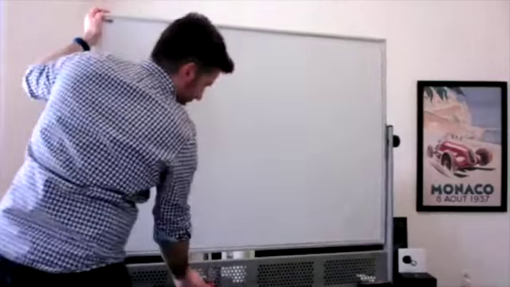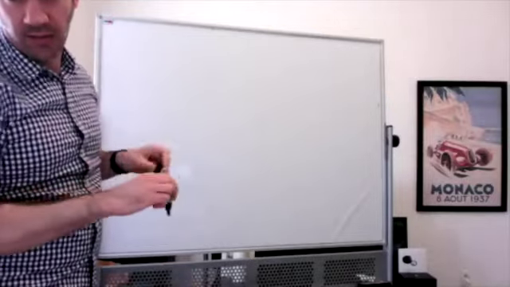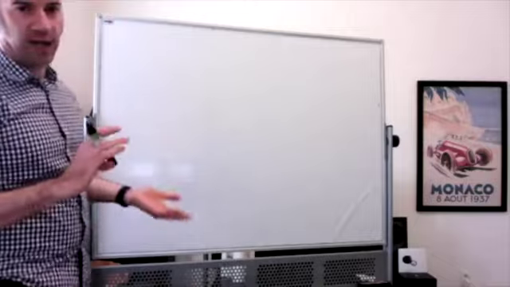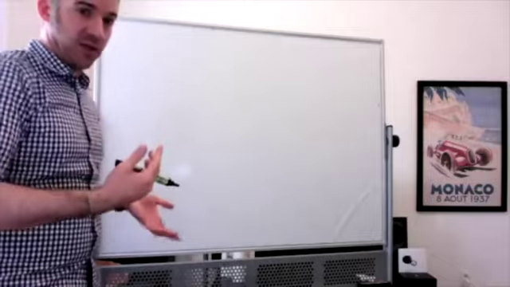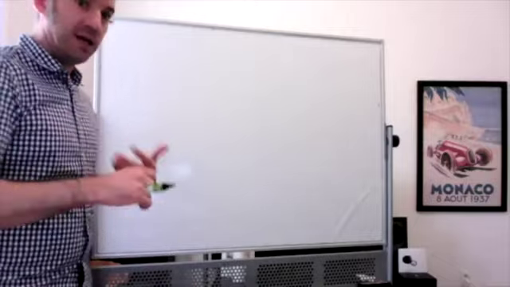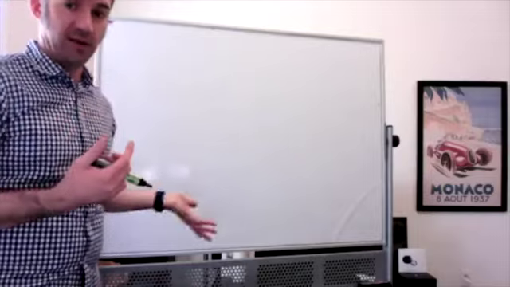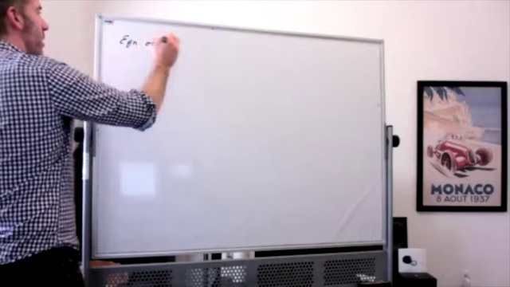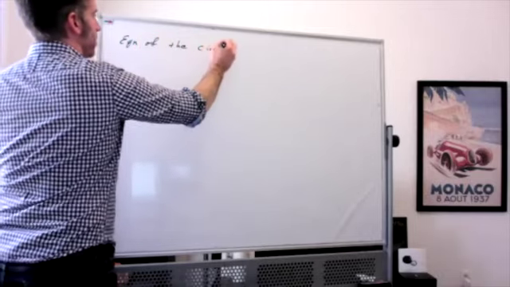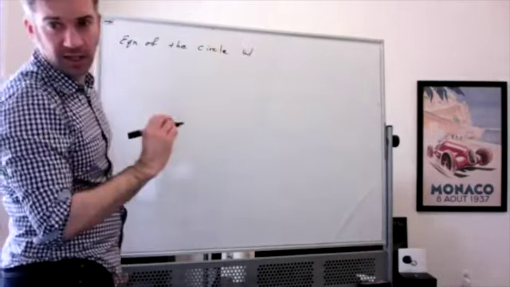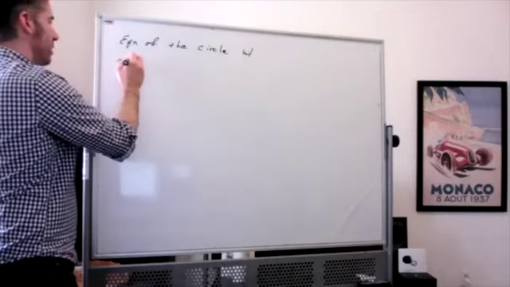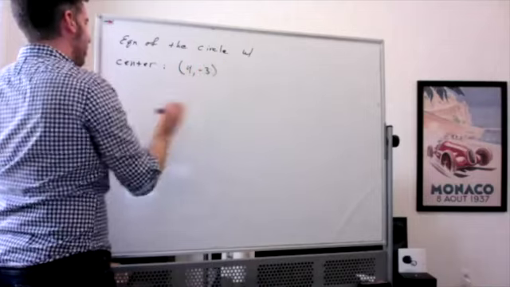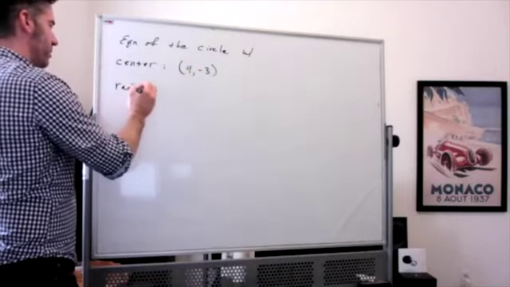Of course, feel free to pipe in with questions if you got them. Let's look at the next one. So typically we want to be able to do both things. If you have the equation, we want to be able to find the center and radius. If you have the center and radius, you want to be able to write the equation. So what's the equation of the circle with a center point of 4, negative 3, and a radius of 8?